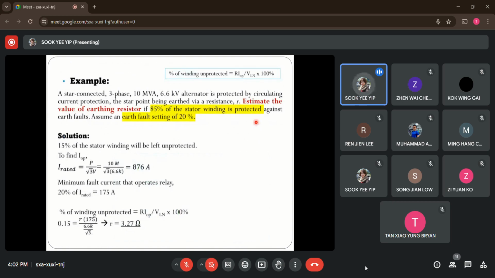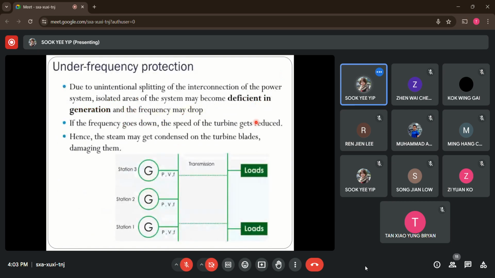Okay, so just now we have started this slide, so 5 minutes have passed. Let's resume our class. All right, so now we will go through another topic. It will be on the under frequency protections.